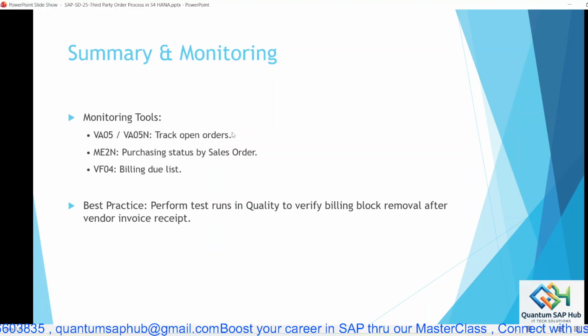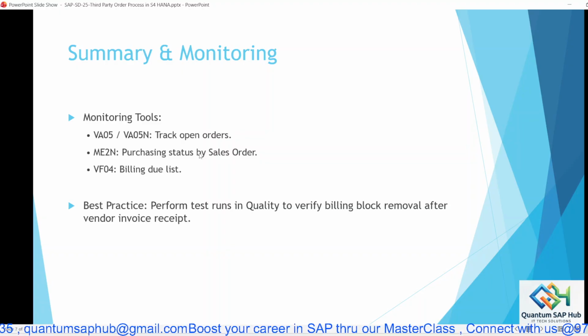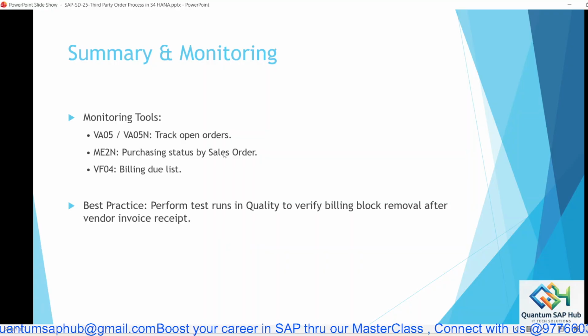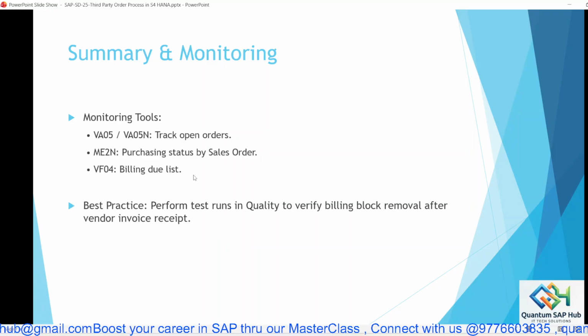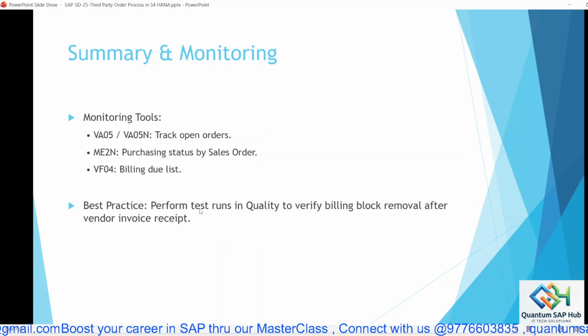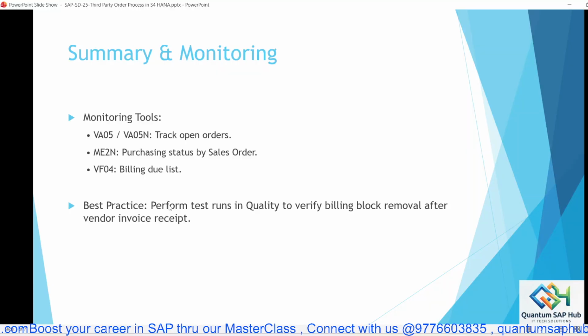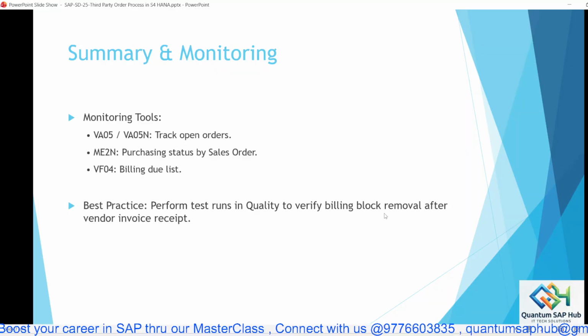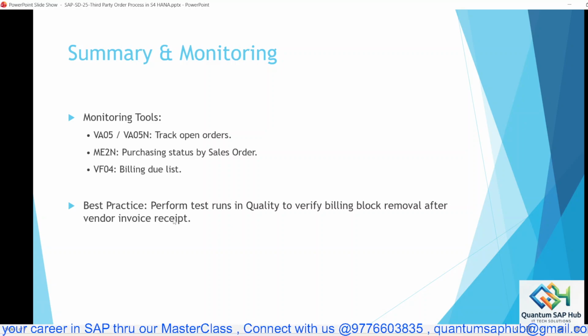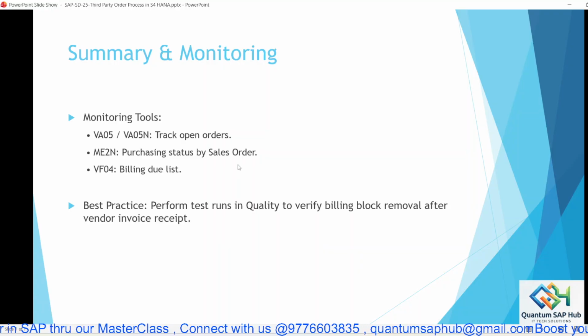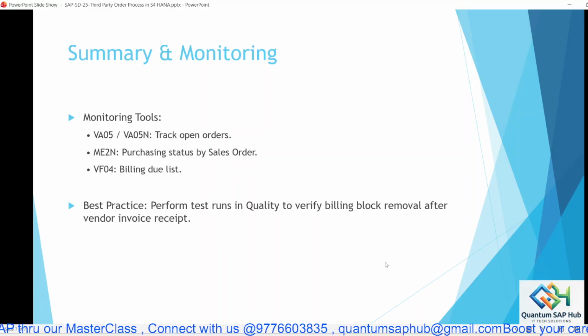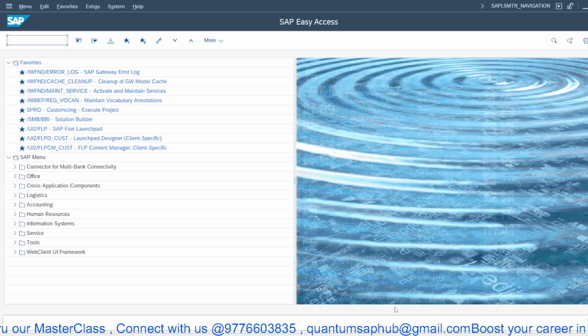Here you can track the open orders, you can track the purchasing status for the sales order, and in the billing due list you can do this billing. Perform test runs in quality to verify. This is the best practice. Verify billing block removal after vendor invoice receipt. So this is all about the flow, the concept. So let us go to SAP.